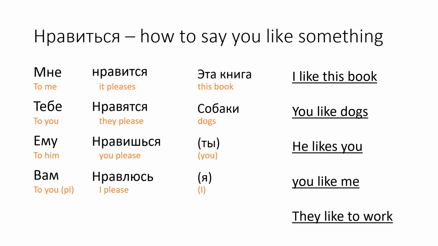And finally, they like to work. So if the thing that you like is a verb, or to do something, then it will be in the infinitive, and нравится will be, as we saw in the first example sentence, just it pleases, нравится. So it pleases them, or it is pleasing to them, to work. Им нравится работать. To them, it is pleasing to work. So it's a bit confusing to get your head around the word order.